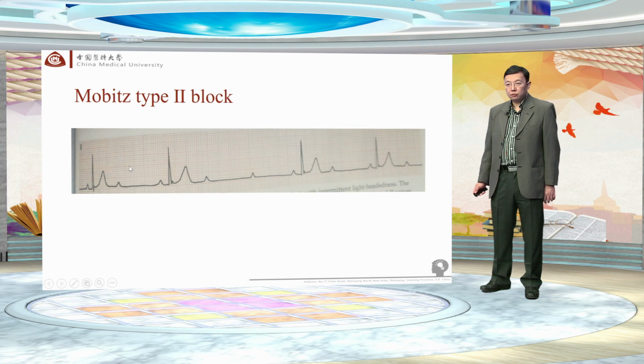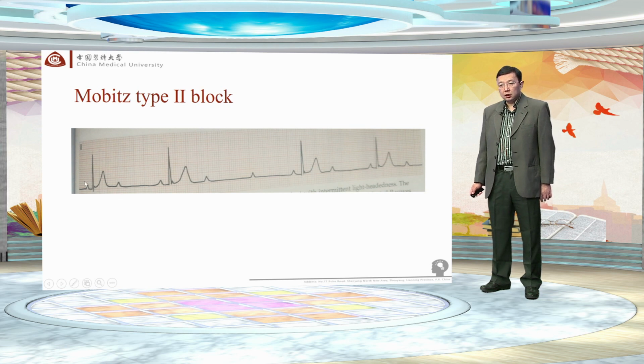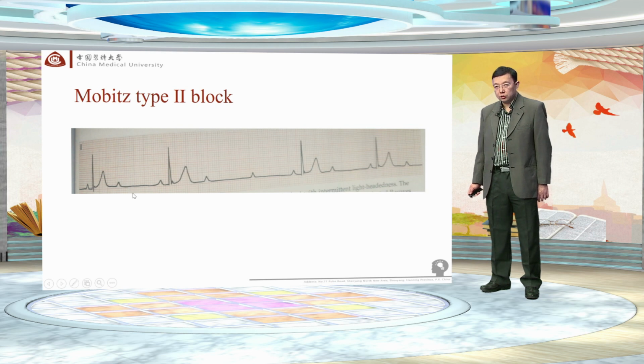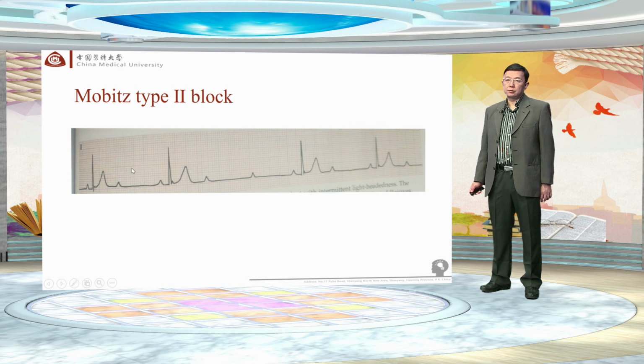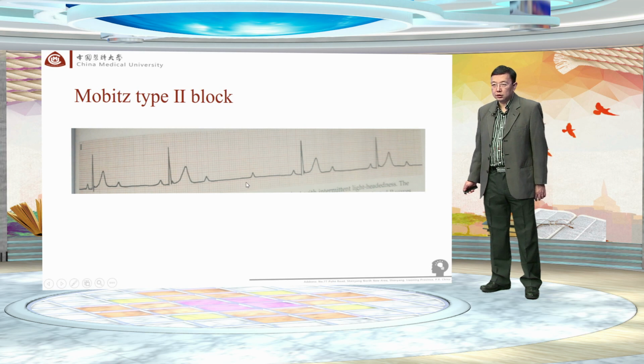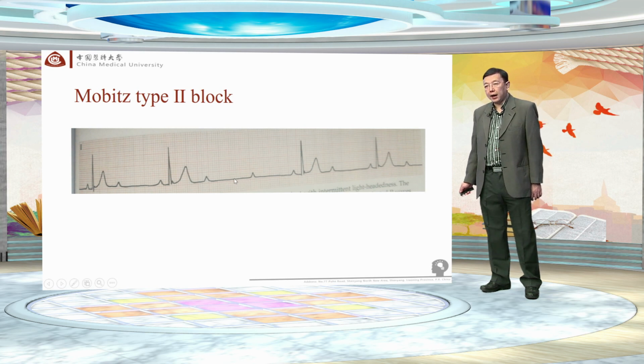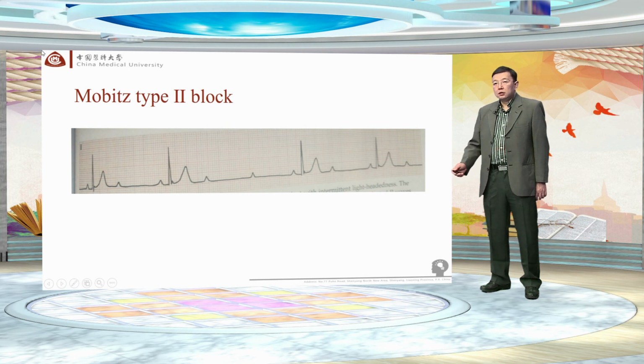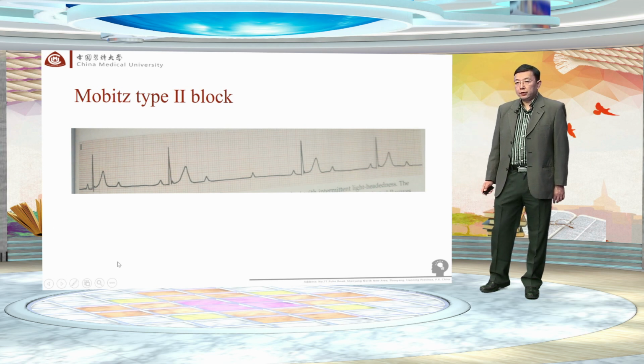For type 2, it is very different. Here we can see the P wave and the QRS wave, and only the P wave cannot conduct to the ventricular part, so the QRS complex disappears. For this one, it's normal. The PR interval may be normal or prolonged. Then the next two P waves cannot be conducted to the ventricular part. The patient's rhythm is very irregular.